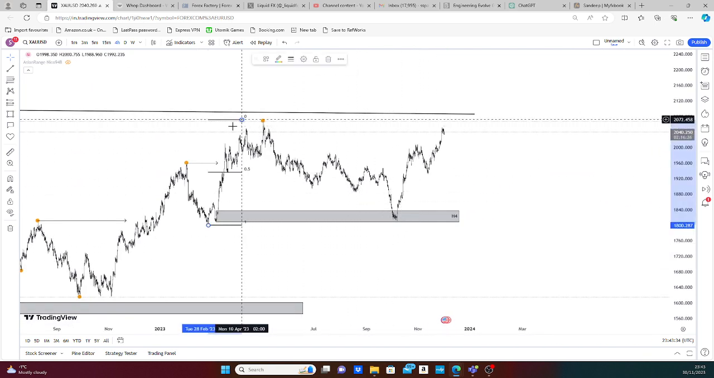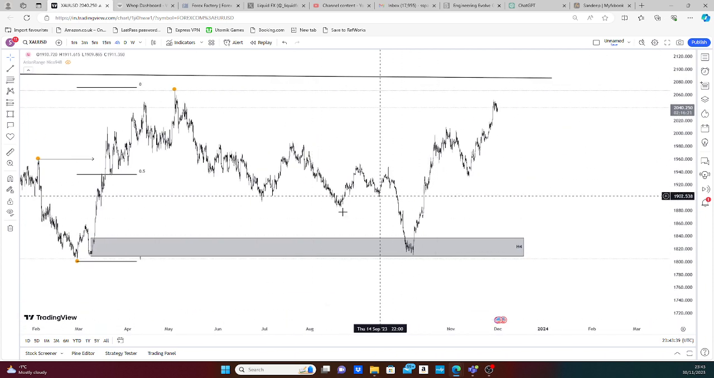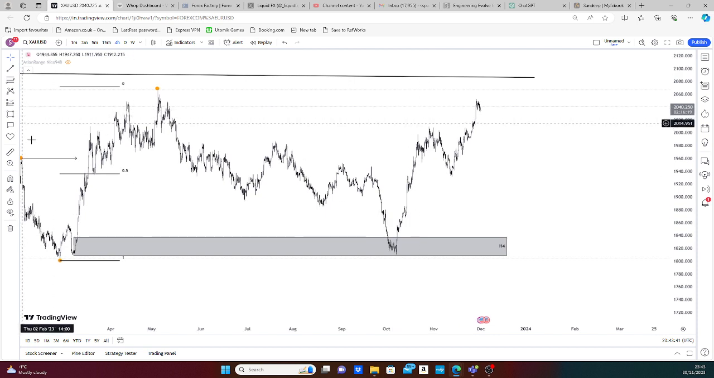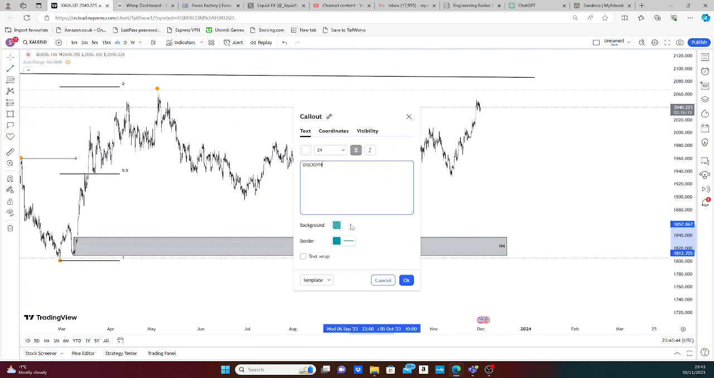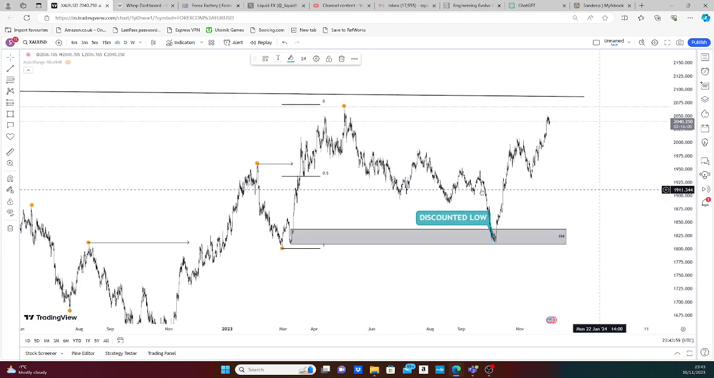okay? So as you can see now, we see a deep discounted low in this region over here. Massive deep discounted low in this region, right? So we see a discounted low, which means that we've fulfilled our structural ranges, right? We fulfilled our structural ranges in a healthy way.